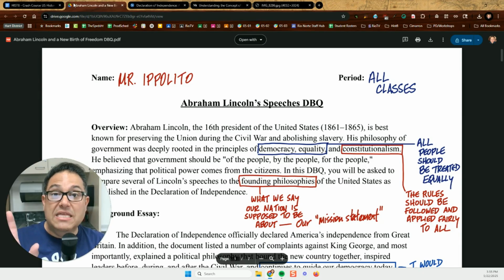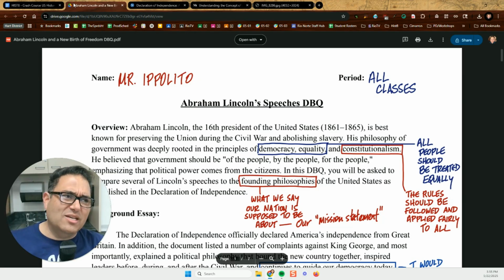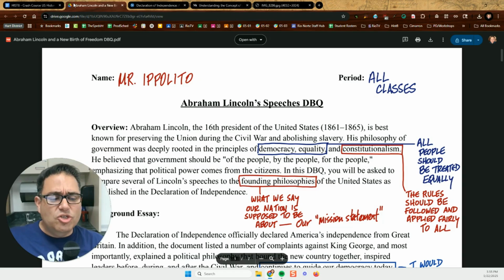The last big thing that we are doing in this class is we're working on a DBQ, a document-based question. Mr. Ippolito, why are you making us write? It's so close to the end of the school year. Shouldn't we just watch videos and play silent ball? We might have time for silent ball the last week of school, but we got to get our work done first.